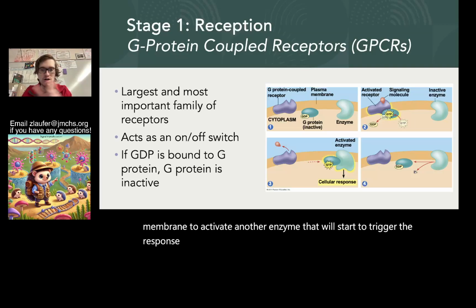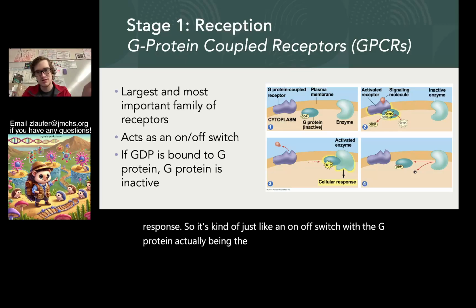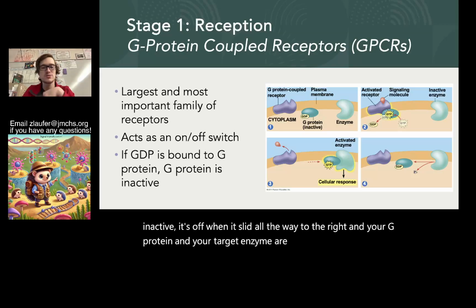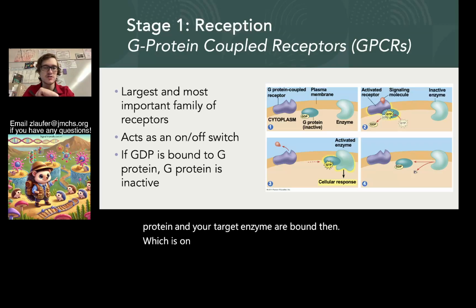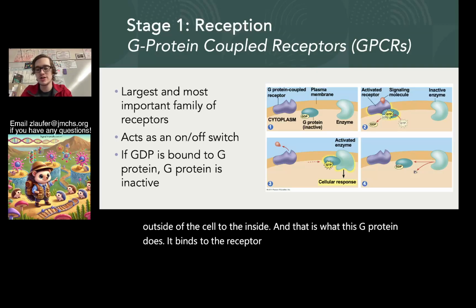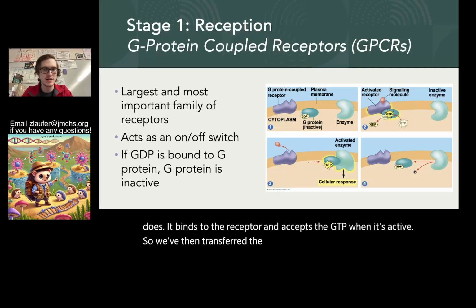So it's kind of just like an on-off switch, with the G protein actually being the switch. When the switch is slid to the left and it's inactive, it's off. When it's slid all the way to the right and your G protein and your target enzyme are bound, then your switch is on and you get a cellular response. So a large portion of this is just how do we get the signal from the outside of the cell to the inside, and that is what this G protein does. It binds to the receptor and accepts the GTP when it's active. So we've then transferred the signal from outside to inside.